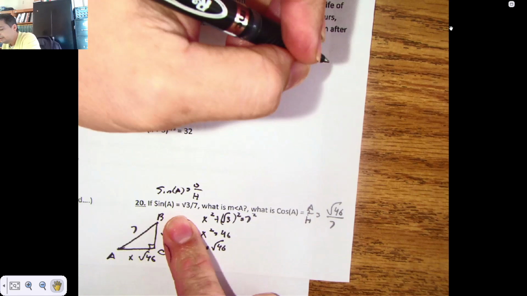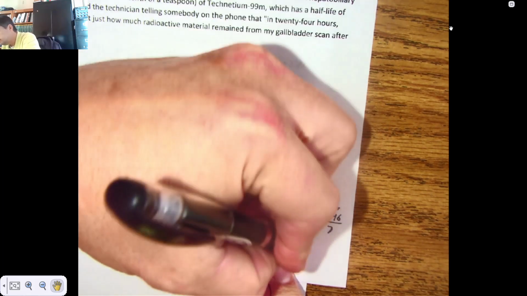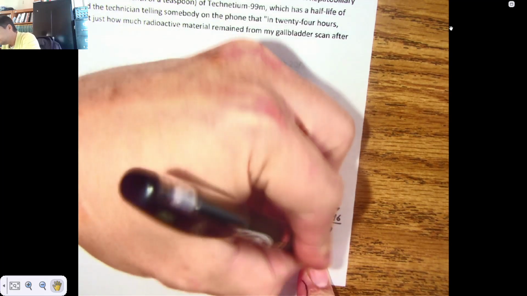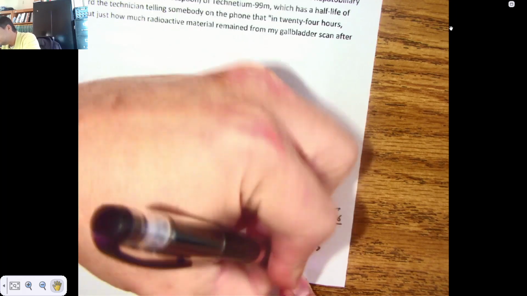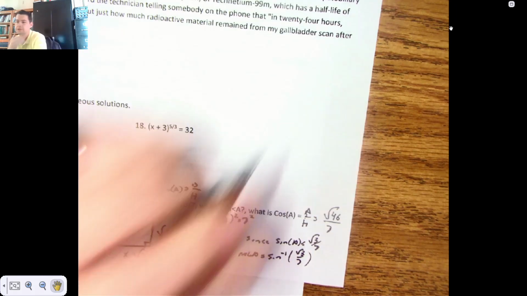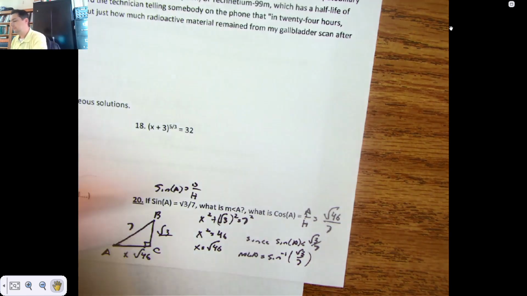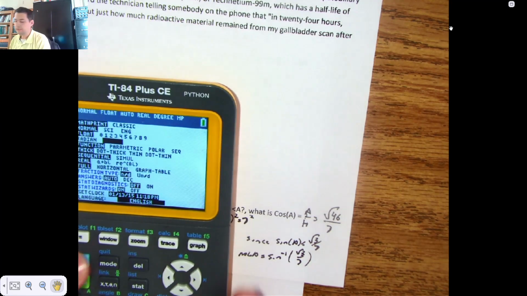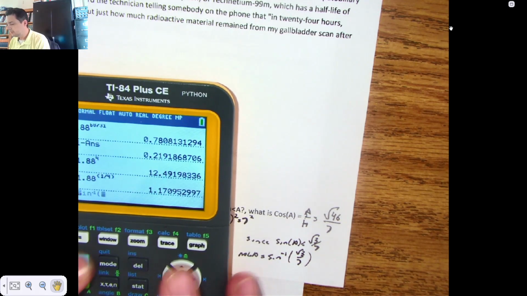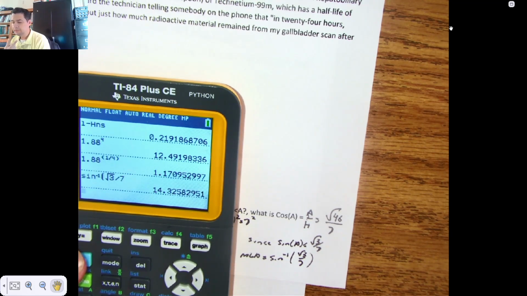Now how do I find the measure of A? So since the sine of A is root 3 over 7, the measure of angle A is the arc sine of root 3 sevenths, which you did last year in geometry. I know you did. I'll put my calculator in degree mode because you guys don't understand radians yet. And I'm going to do arc sine of root 3 over 7. Go out 2 decimal places, 14.33 degrees.